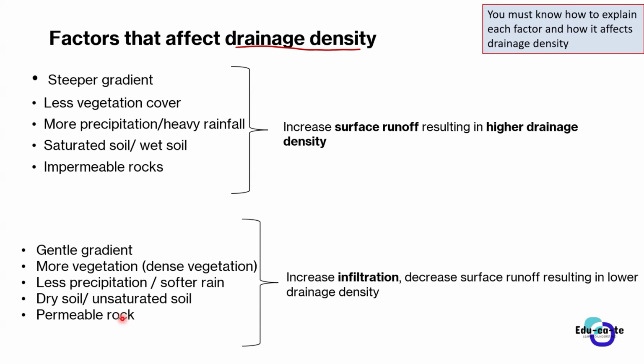Permeable rock has got cracks and joints. So water can infiltrate through cracks and joints. So there will be more infiltration, less runoff. And if there's less water running off and more of it is infiltrating, it means that there will be a lower drainage density. Very easy to score marks, guys.